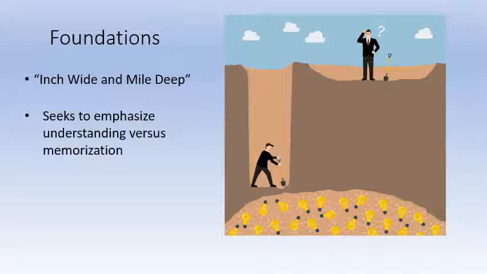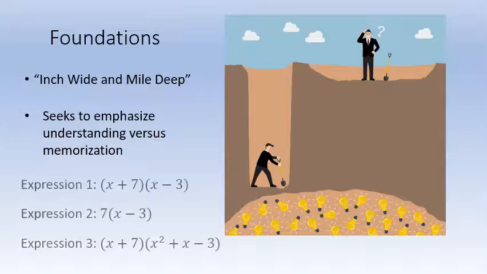This distinction can be illustrated in the example below. Here I've provided three expressions. For those of you who haven't been in the math classroom for a while, you may have just panicked and turned off the presentation right now. But for those of you who are still with me, the first expression, the second expression, and the third expression all use what is called the distributive property. However, they use it in different ways.